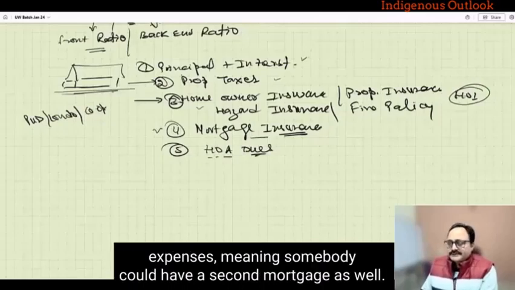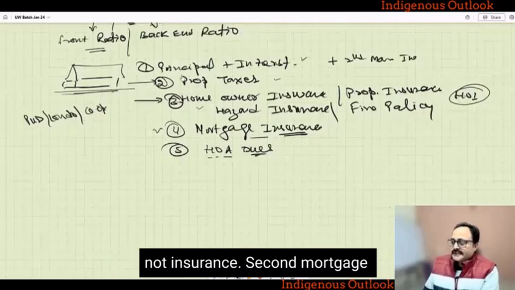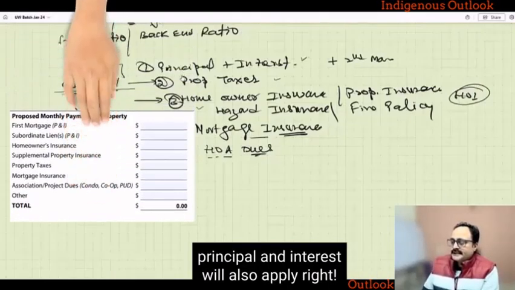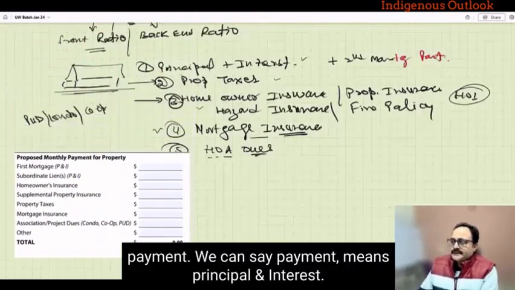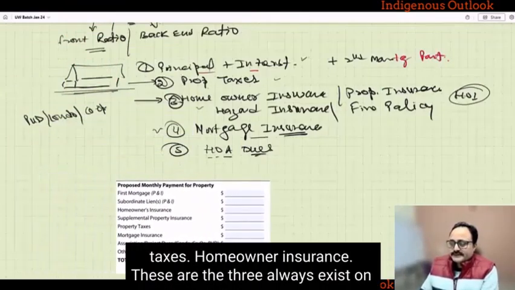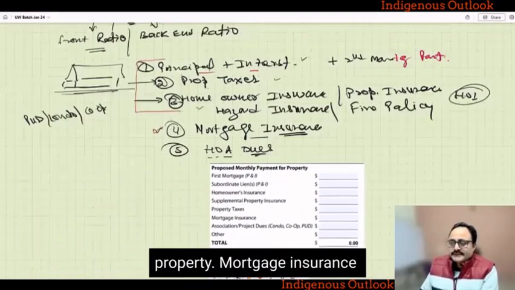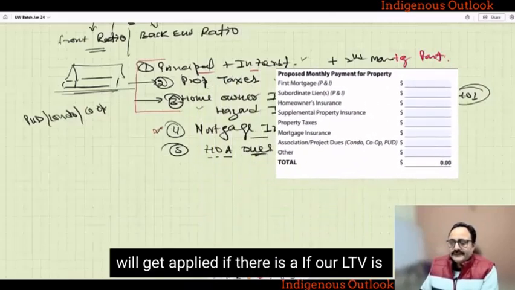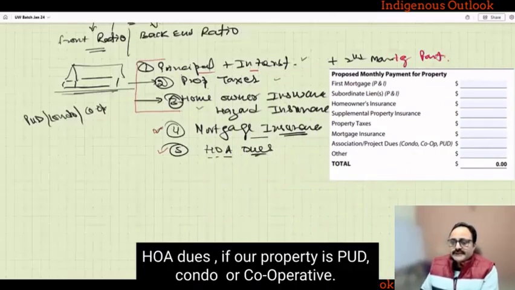If somebody has more expenses, somebody could have a second mortgage as well. So second mortgage principal and interest will also apply, right? Principal and interest, property taxes, and homeowner insurance are the 3 that always exist on a property. Mortgage insurance gets applied if our LTV is more than 80% in a conventional loan. HOA dues apply if our property is a PUD, condo or cooperative.